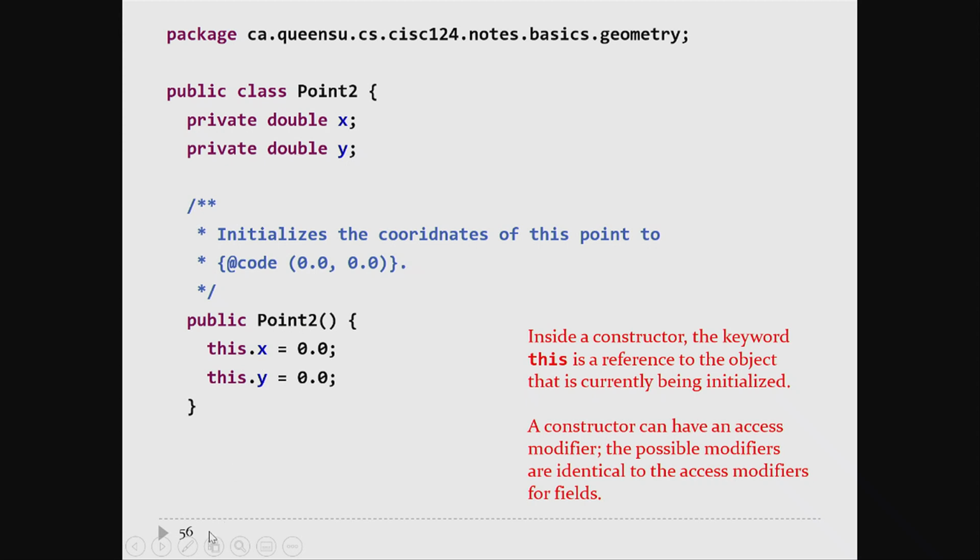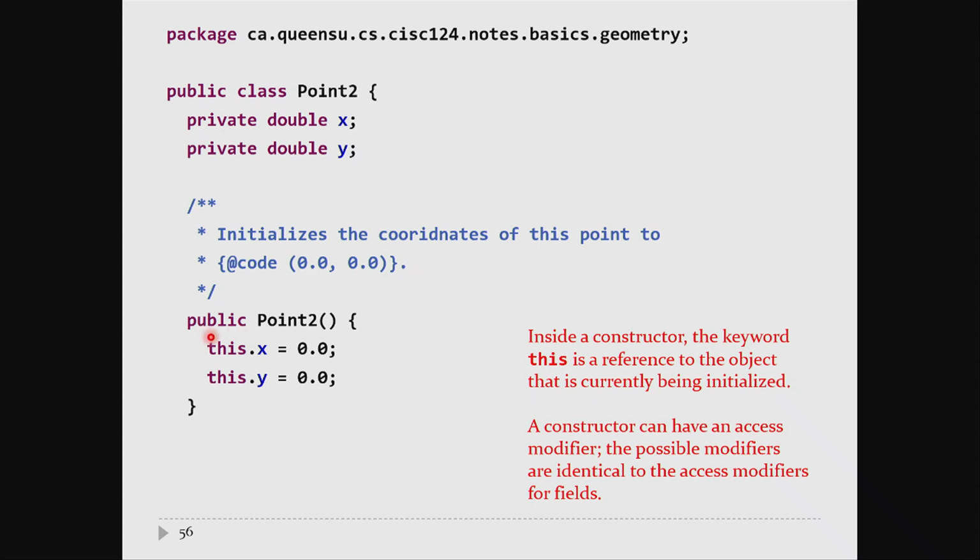Its name matches the class. It has no arguments, no parameters inside the round brackets, and the round brackets are required. It returns nothing, so there's nothing in front of Point2. And there's an access modifier in front of the constructor. Public means that anybody can use this constructor. And for now, all of our constructors will be public for the time being.